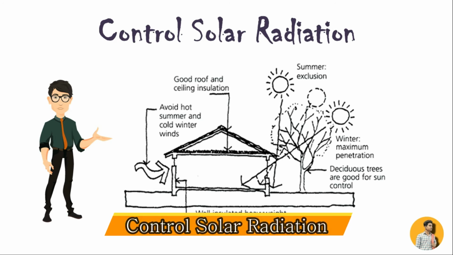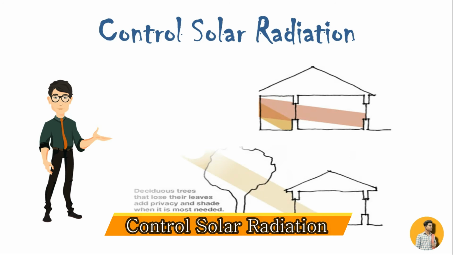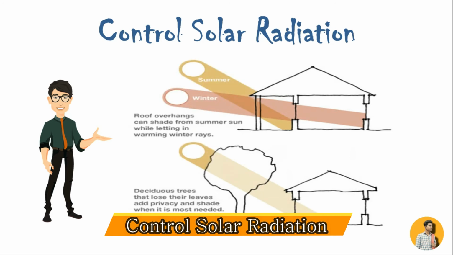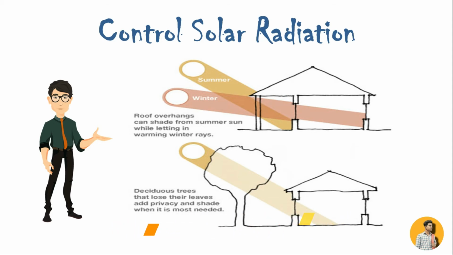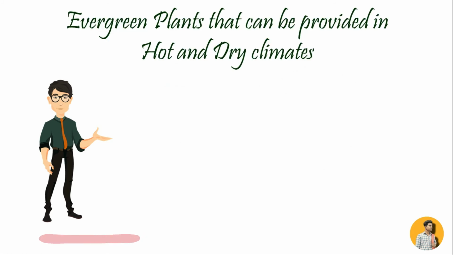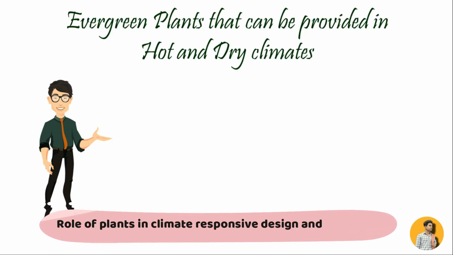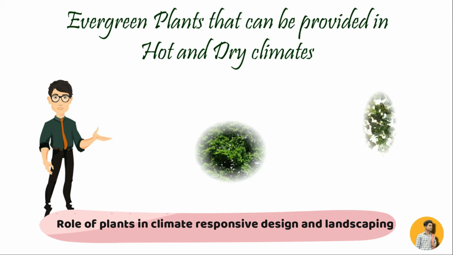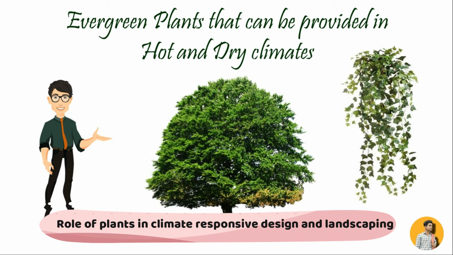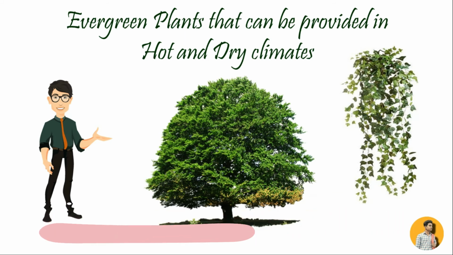They absorb the sun's heat during the day and release it at night, cooling daytime temperature. Deciduous trees should be placed close to the wall for maximum winter sun exposure, and this tree is most important during summertime and wintertime for controlling solar radiation. Evergreen plants can be provided in hot and dry climates: neem trees, average height of 15 to 20 meters, and gum arabic trees, average height of 10 to 15 meters.